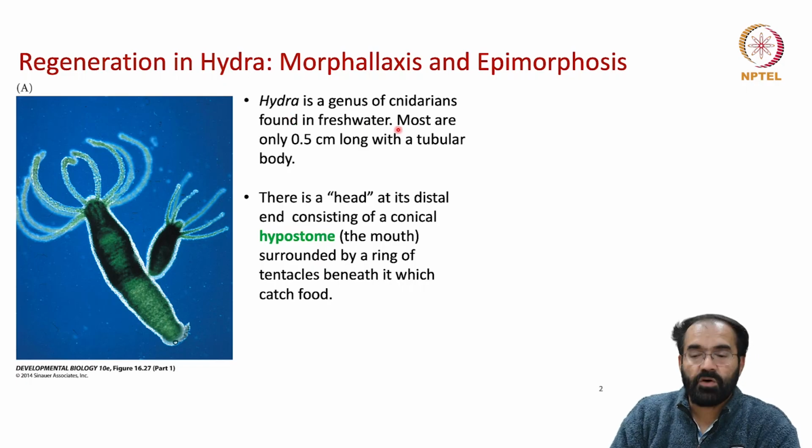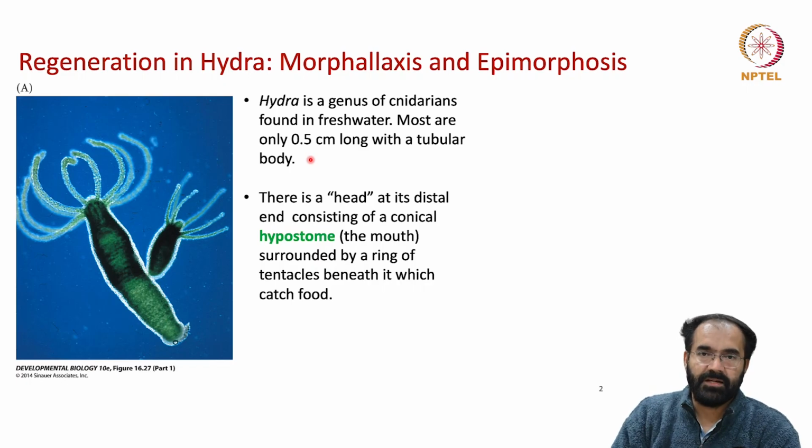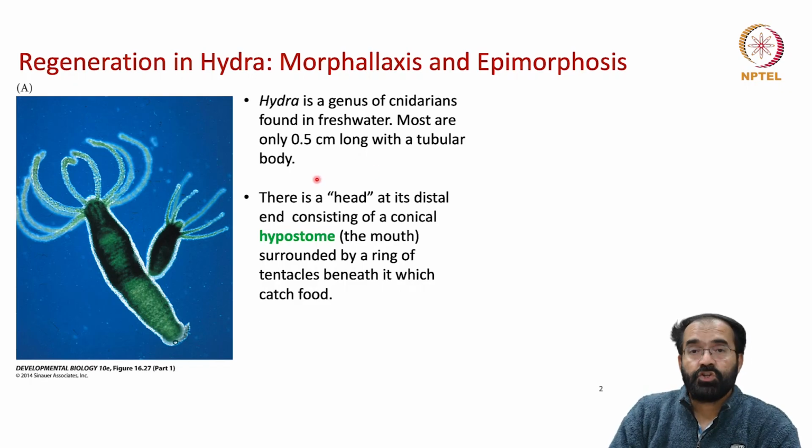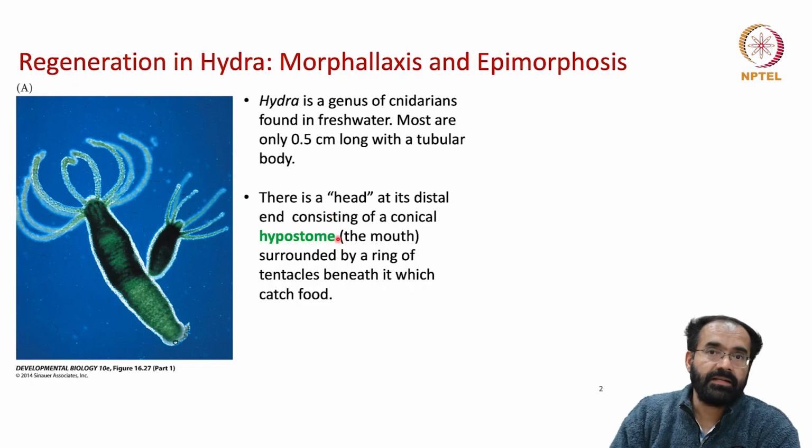So hydra is a genus of cnidarians found in freshwater, and most are roughly half a centimeter, that means around 5 millimeters in length. It has a tubular, cylindrical body, with a fan-like structure around its head, as you can see in this picture. There is a head and a distal end at the extreme end of the body, and it consists of a conical hypostome. Hypostome is nothing but its mouth. Around the mouth, they have a ring of tentacles.